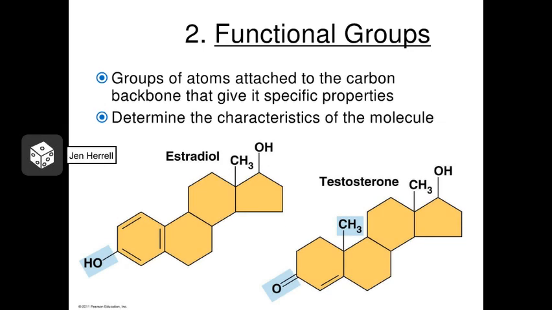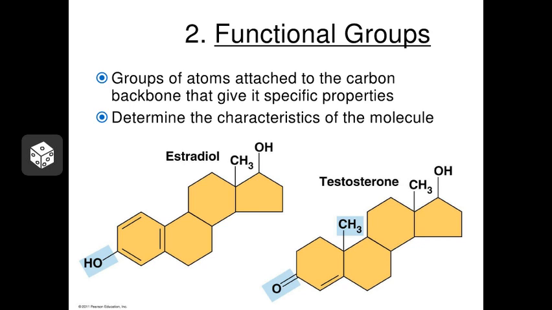Next, we're going to discuss something known as functional groups. Functional groups are small molecules that we typically find attached to larger molecules, such as a carbon backbone. Each functional group has certain characteristics and properties, and when they are attached to a larger molecule, they lend that larger molecule their properties, so they can affect how it behaves.